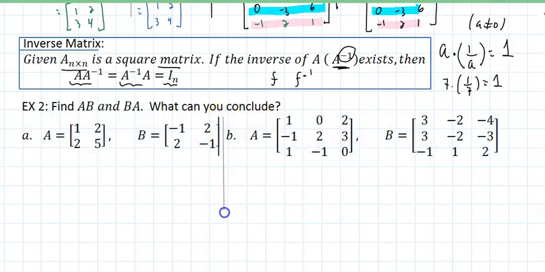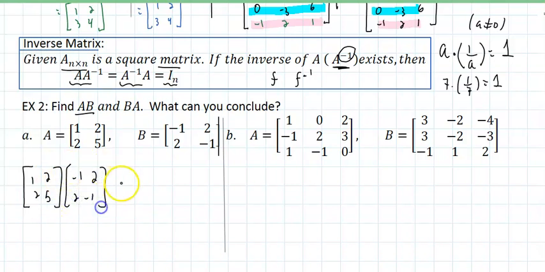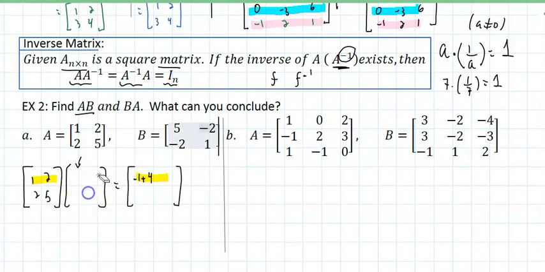Let's get those separated. So what I want to find is AB. Well, AB is really 1, 2, 2, 5 multiplied by negative 1, 2, 2, negative 1. And I'm going to work to the side so we see it. To generate the first, we use the first. That's going to be 1 times negative 1 plus 4. Oh, I messed up. Okay, there it is. I fixed it. I'm sorry. Here we go.